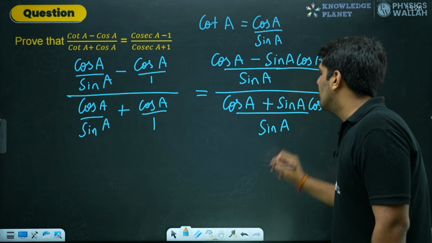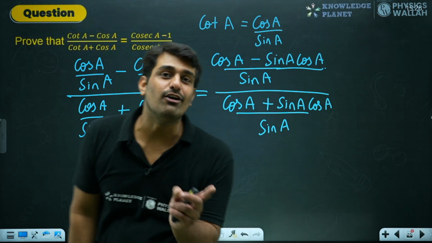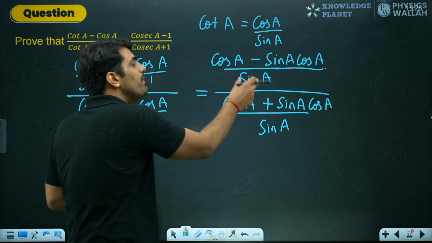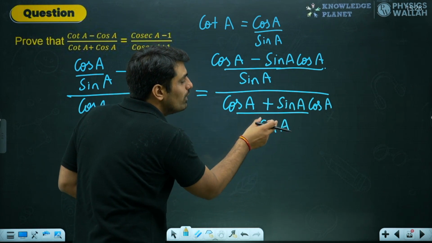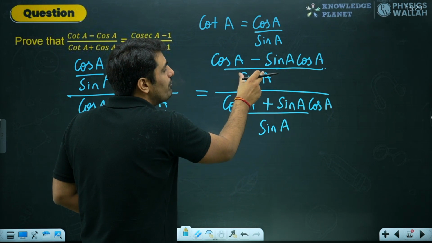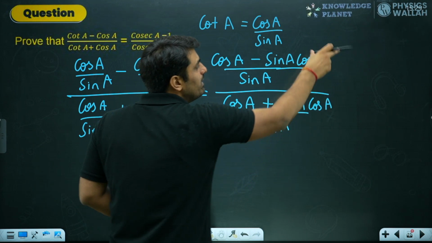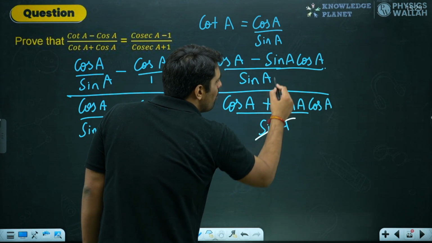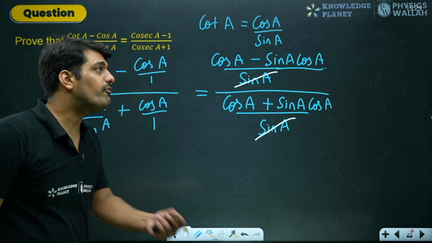If you remember when I told you the division of fractions, how would you proceed? A upon B divided by C upon D. So D will be going on the multiplication with A. So ultimately sine of A will be in the denominator, this sine of A will be in the numerator, and both will be cancelled out. You are left with a simple identity now.